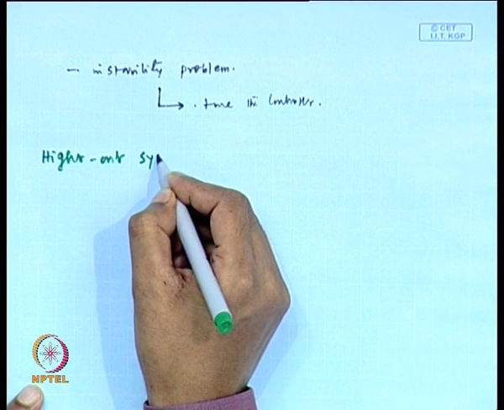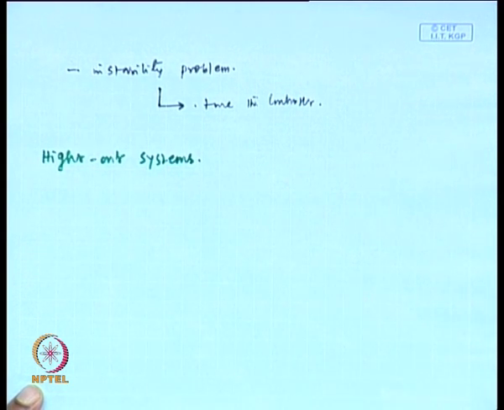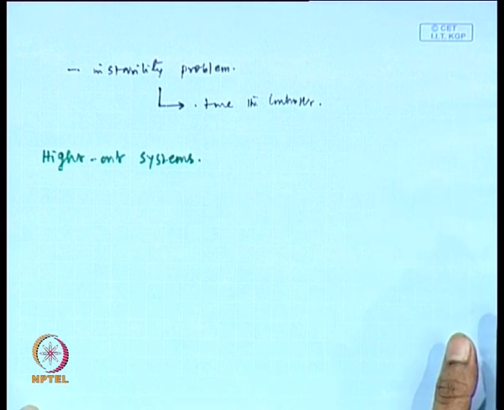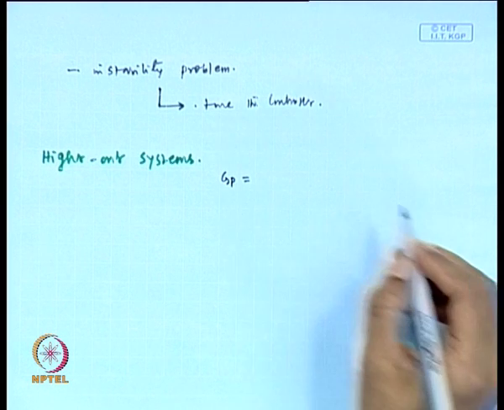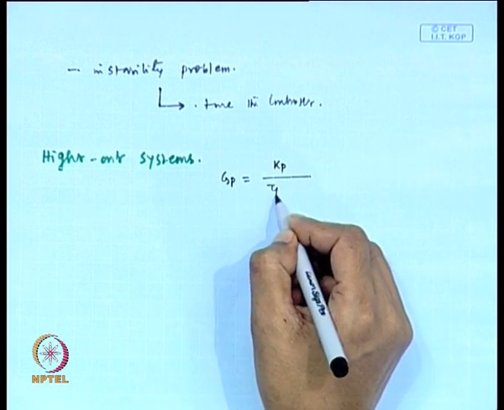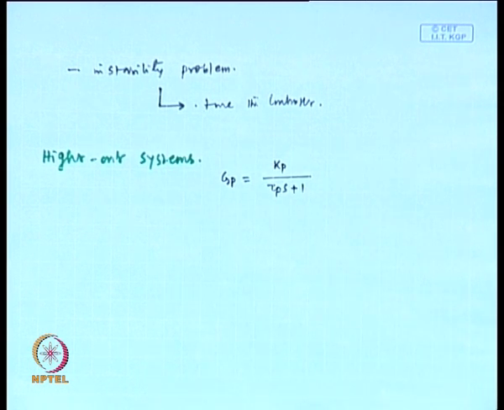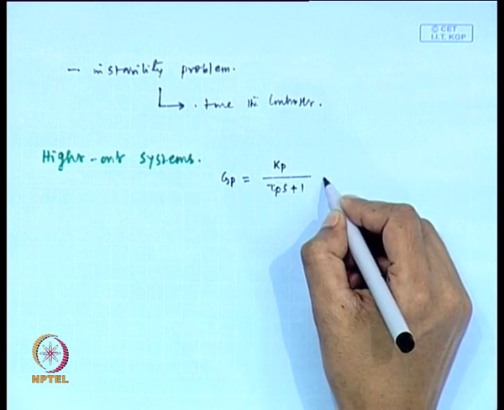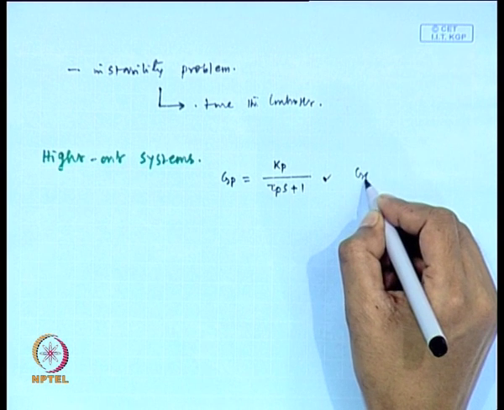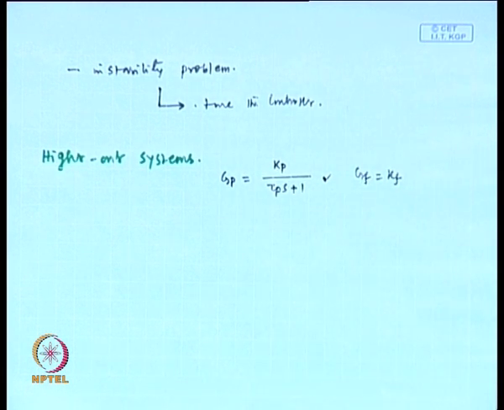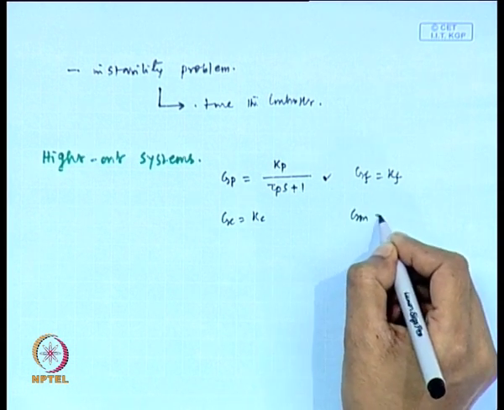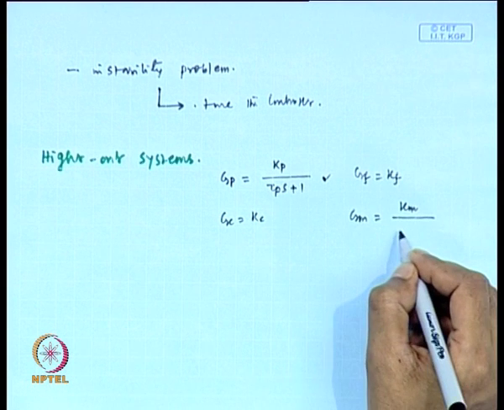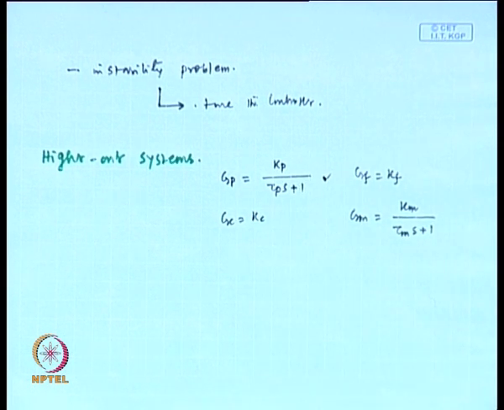Higher order systems. Yeah, before the third order system we will consider a second order system. We will consider next the second order system, then the third order system. So, the transfer function for a first order system we can write as Kp divided by tau Ps plus 1. Now, we are considering Gf equal to Kf, Gc equal to Kc and Gm equal to Km divided by tau Ms plus 1. Fine. These are 4 individual transfer functions.